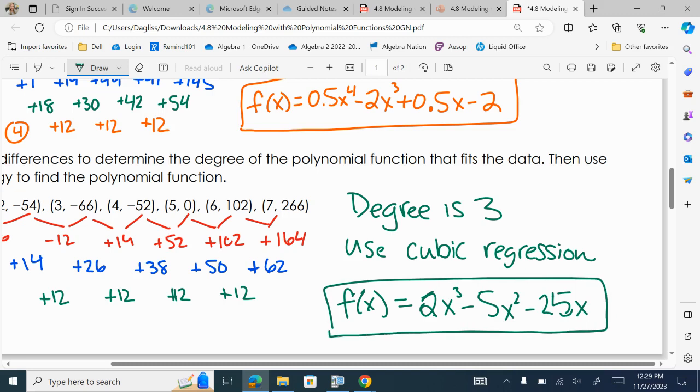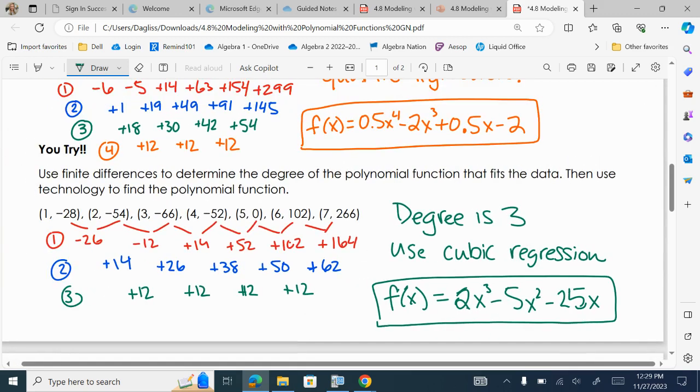All right, when you're ready to check yourself, it is up there. This time when you did your differences, you had to do it 3 times. Your third difference was the same, which made this a cubic. So my degree is 3. So when we put in our L1 and L2, the test you're going to run or calculate is going to be a cubic regression. You get an A of 2, a B of -5, a C of -25, and a D of 0. That means that there's a constant of 0. So if you want to put +0 on the end, you can. You do not have to.